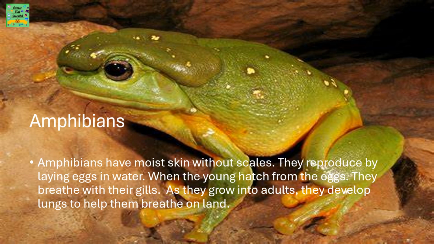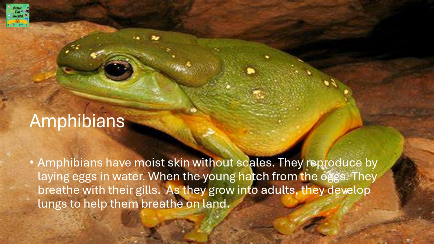Amphibians. Amphibians have moist skin without scales. They reproduce by laying eggs in water. When the young ones hatch from their eggs, they breathe with their gills. As they grow into adults, they develop lungs to help them breathe on land.